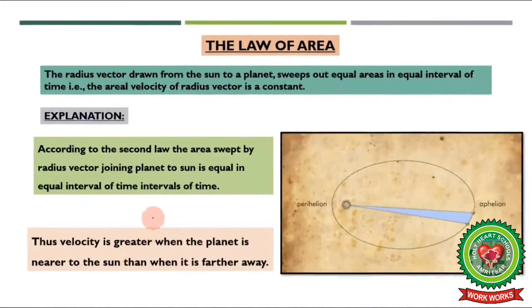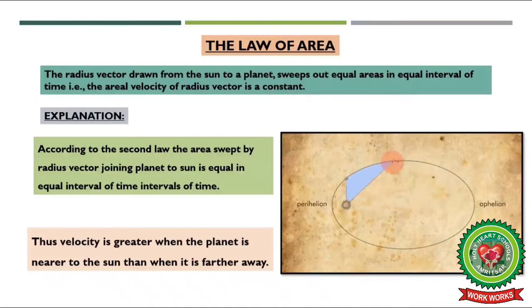Kepler's second law is also called the law of area. According to Kepler's law of area, the radius vector drawn from the Sun to a planet sweeps out equal areas in equal intervals of time, which means the areal velocity of the radius vector is constant. So let's see what is the meaning of this law.